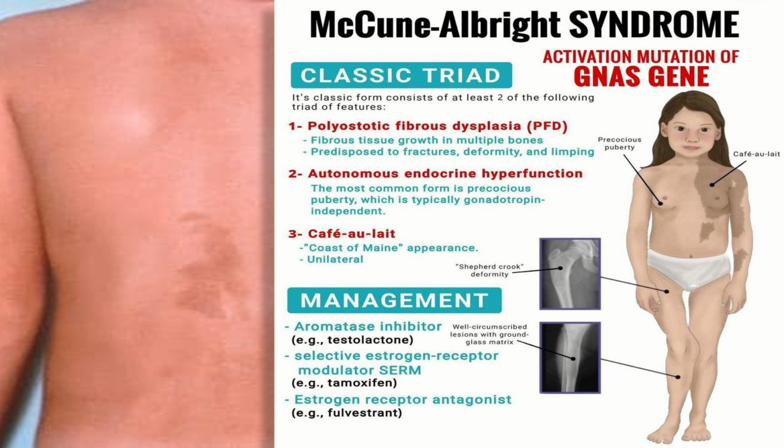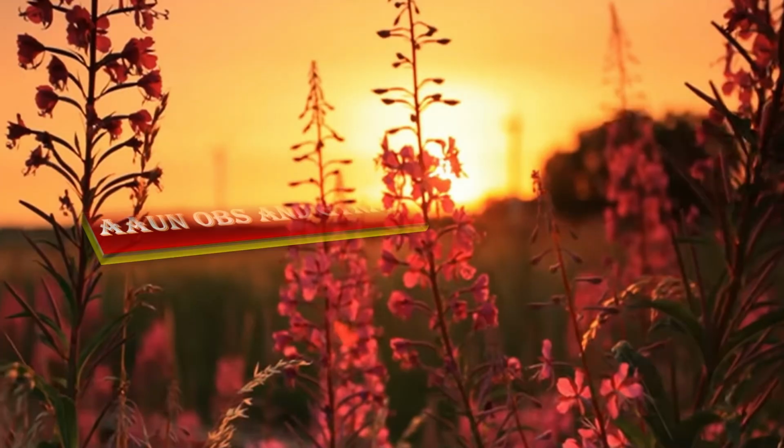It is caused by an activating mutation of the GNAS gene. The classic triad includes polyostotic fibrous dysplasia, autonomous endocrine hyperfunction, and cafe-au-lait spots. The management includes the use of aromatase inhibitors, for example testolactone, selective estrogen receptor modulators like tamoxifen, and estrogen receptor antagonists like fulvestrant.